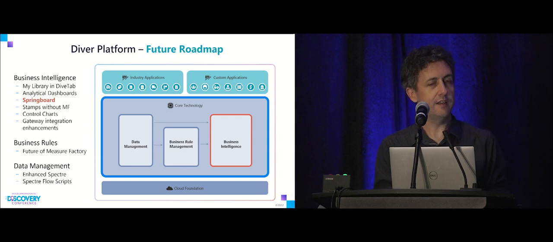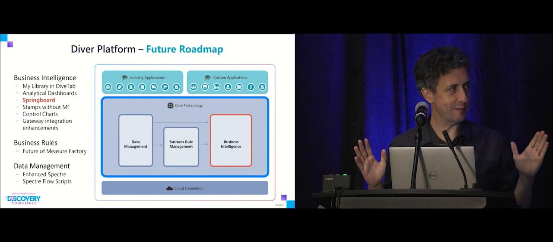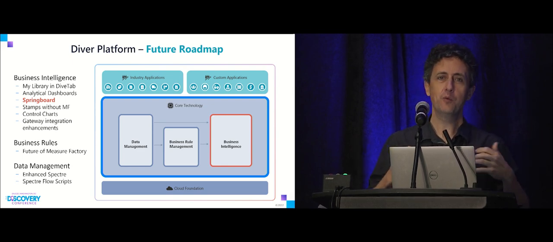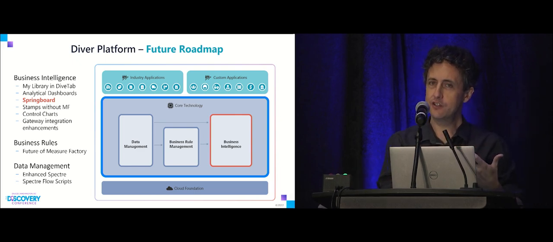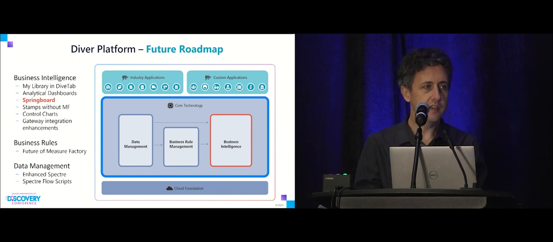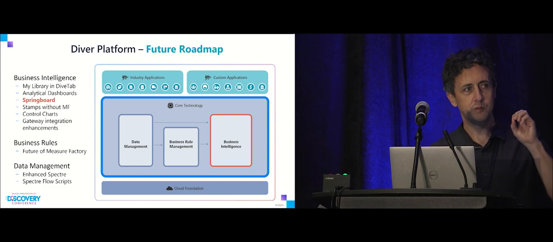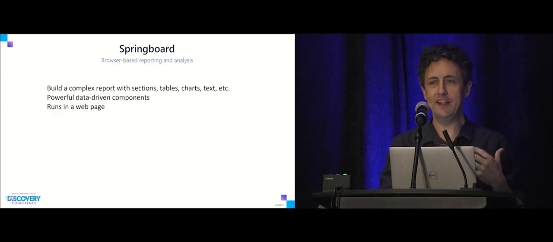Springboard is a long project that we've talked about multiple times at multiple user conferences. It is still not finished, sadly. In fact, one of the things that's happening this year is that we switched some priorities around so that we could get 7.2 and MyLibrary out without having to wait for some of these more long-term projects. Springboard is one of them. We'll talk a little bit later about Spectre and the next generation of Measure Factory. But the current status of Springboard is that we're still working on it, and we hope to get that out at some point. Let's say next year.